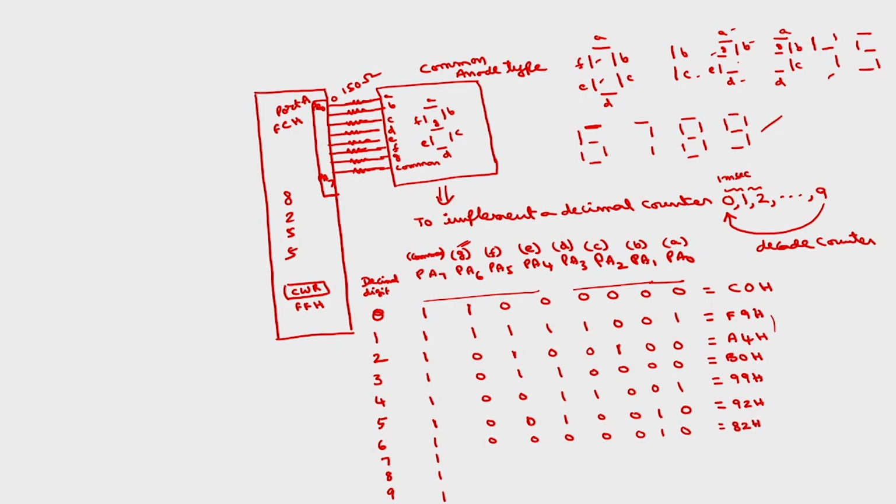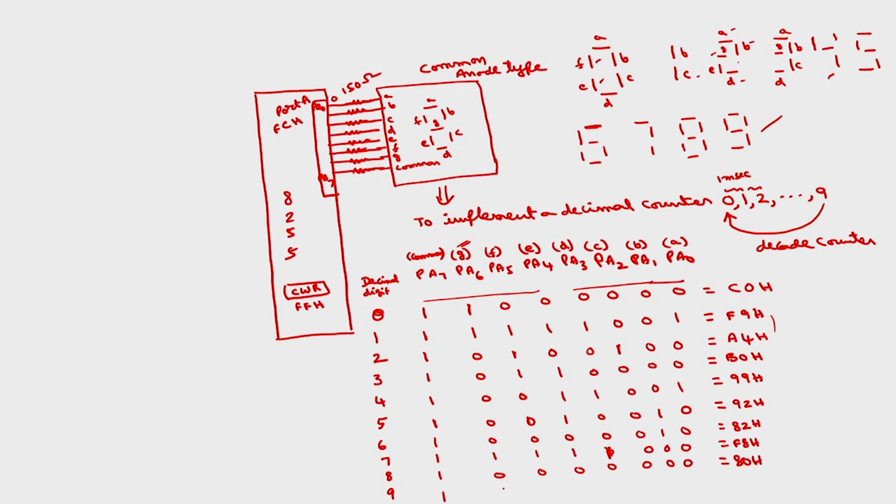7 is only ABC, has to be 0, remaining all are 1s. Only ABC is 0. ABC should be 0 0 0. So, what will be the value? F8H. 8 is all must be 0 except the common pin. This is nothing but 80H.